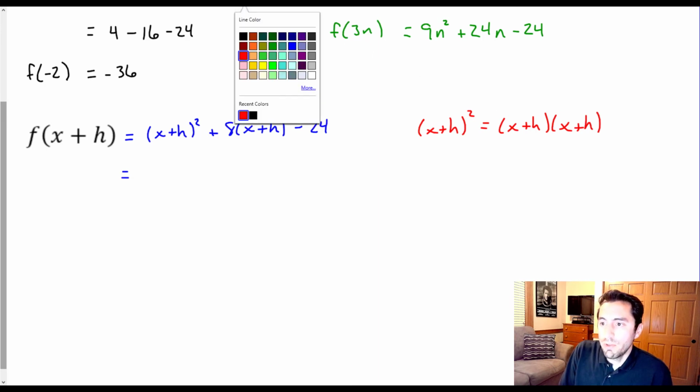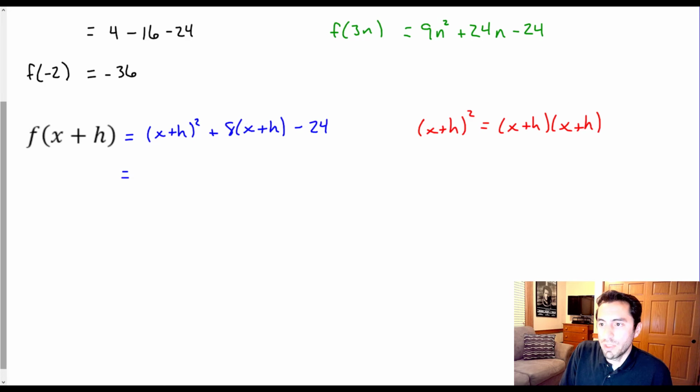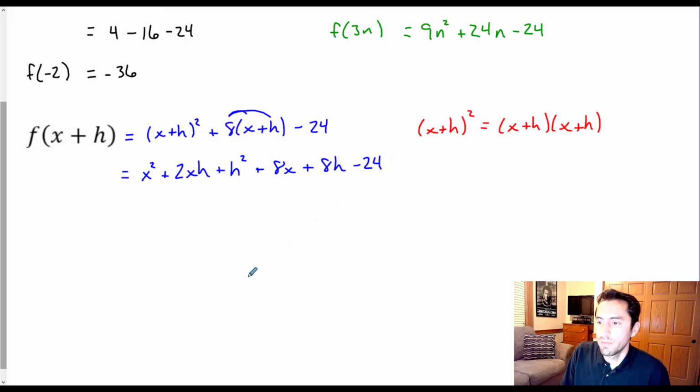After you've done quite a few of these, you do get pretty used to it, and they follow a specific pattern. What we end up with is x times x is x squared. In the middle, we have x times h, and there's two of those, so 2xh, and then h times h is h squared. For our middle term, we'll use the distributive property. So we have plus 8x and plus 8h. And lastly, we have our minus 24.